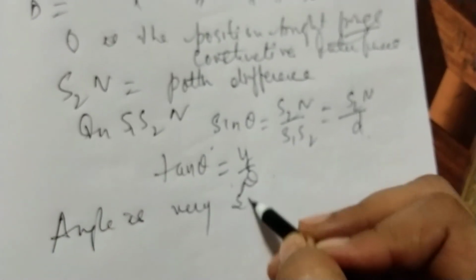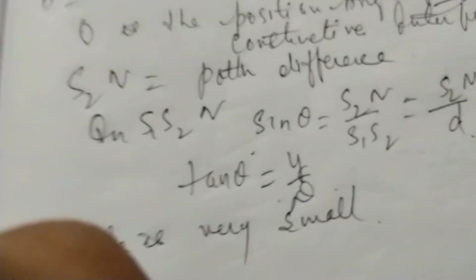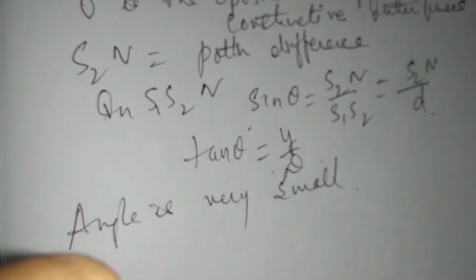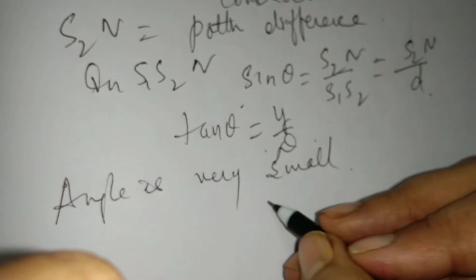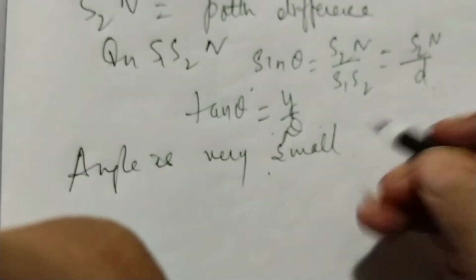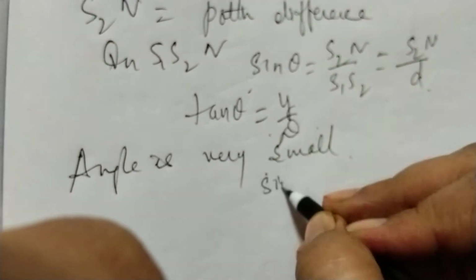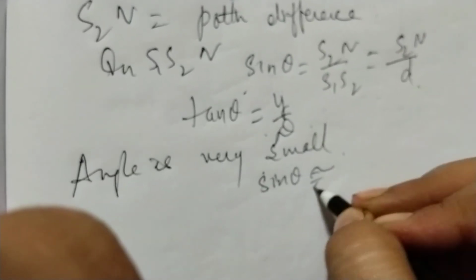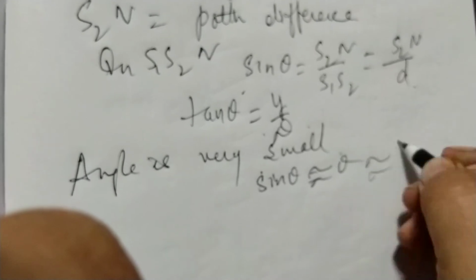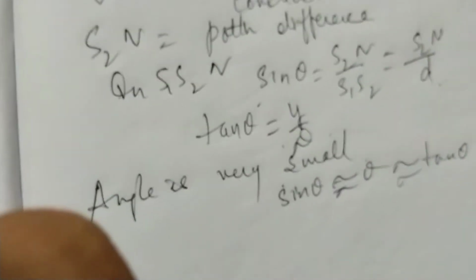Now since the angle is very small, we know from the expansion of sine that if the angle is very small, we can write sine theta as equal to theta. So sine theta is nearly equal to theta, and this is nearly equal to tan theta also.